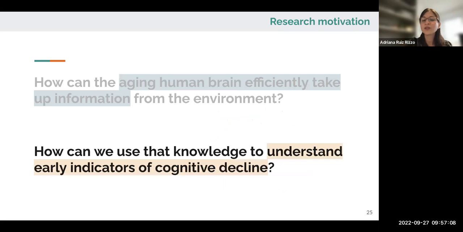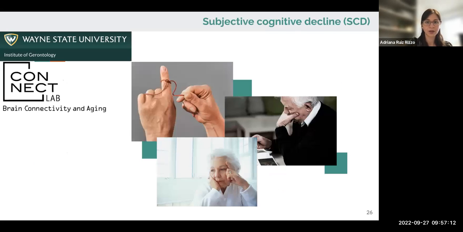Now, how can we use that knowledge to understand early indicators of cognitive decline? So this was a time then when I joined the Institute of Gerontology and the Connect Lab, led by Professor Jessica Damoiseau, and I investigated subjective cognitive decline. For those of you who don't know what subjective cognitive decline is, this is just a subjective perception of worsening in memory or cognitive abilities.